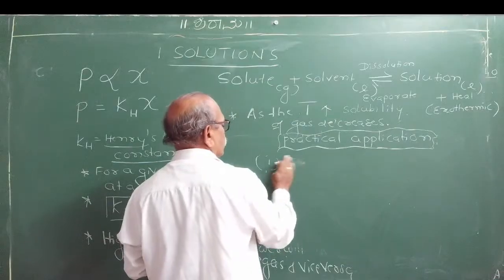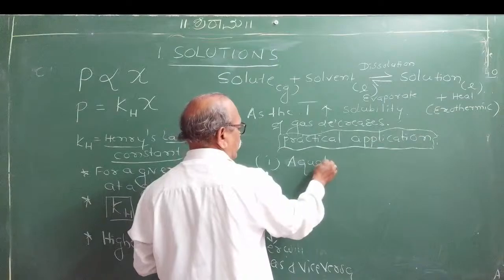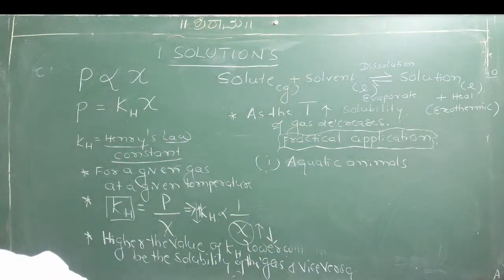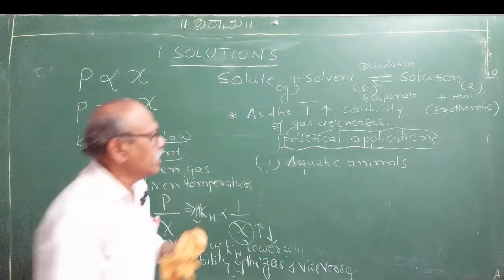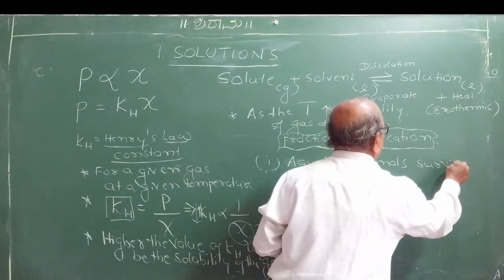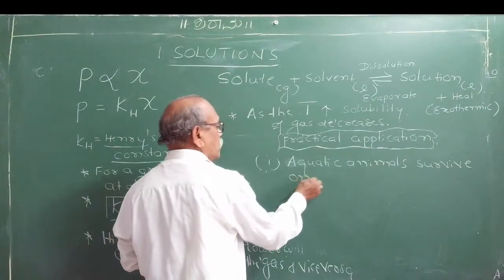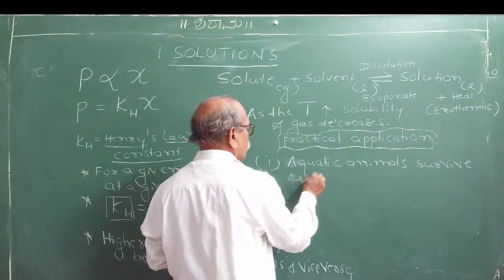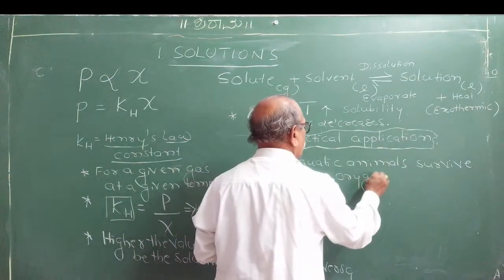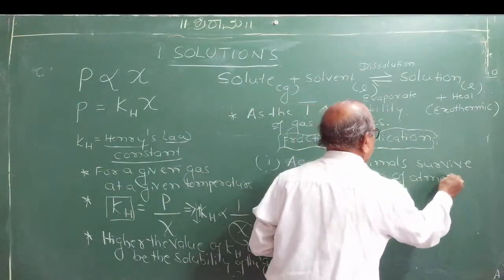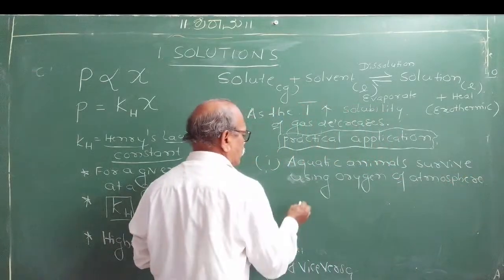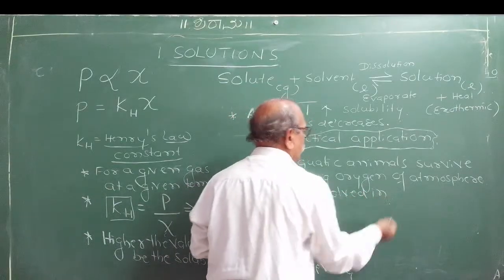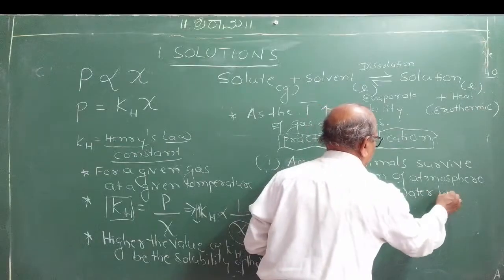Remember, aquatic animals survive using the oxygen of the atmosphere dissolved in water, a very small quantity of oxygen, in a water body, maybe an ocean, maybe a river, with animals like fish.